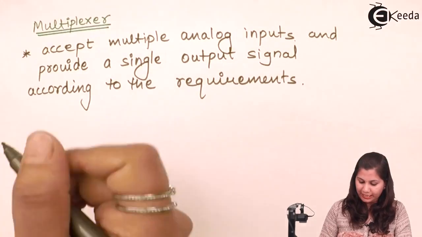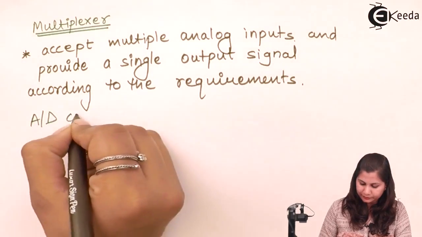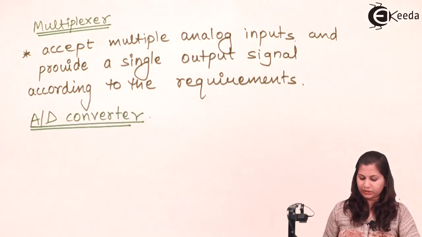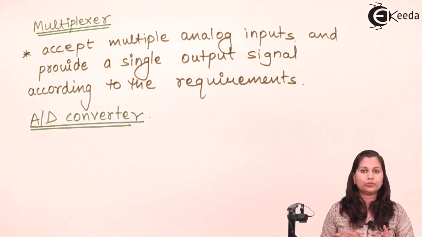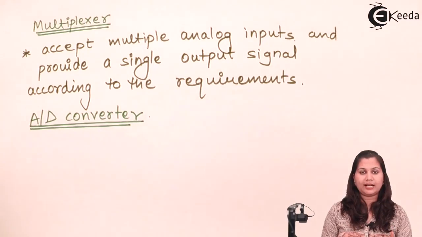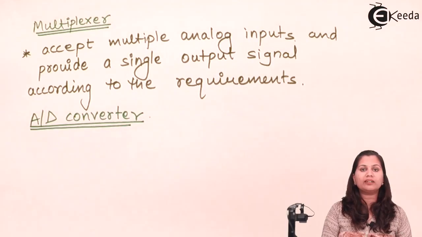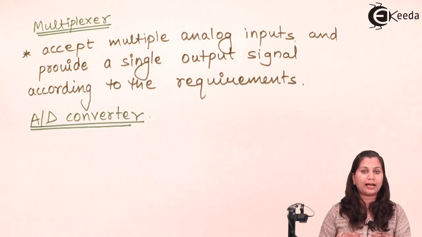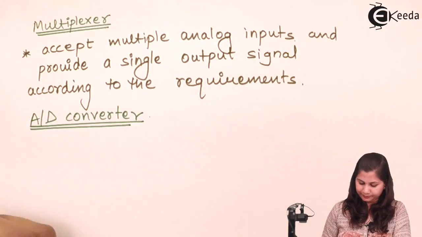After the multiplexer, we have the A to D converter. The A to D converter converts the analog data into the digital data, because in many electronic systems only digital data is used. Okay, because the transmission of digital data is very fast, and its processing is also very fast. So in most areas only the digital form of signal is used. So conversion becomes very important, and the A to D converter converts the analog data into the digital data.